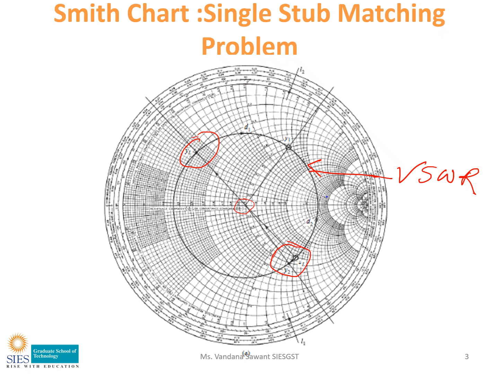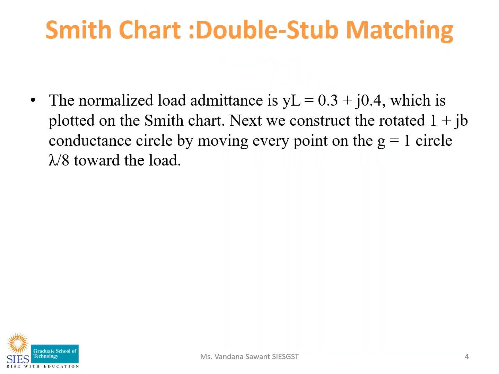Now we need to read out the position of this YL point. We look at the circle passing through YL, that is the R equals 0.3 circle. Then the vertical jx value of YL is 0.4. So we can read out YL equals 0.3 plus j0.4. That is the normalized load admittance.